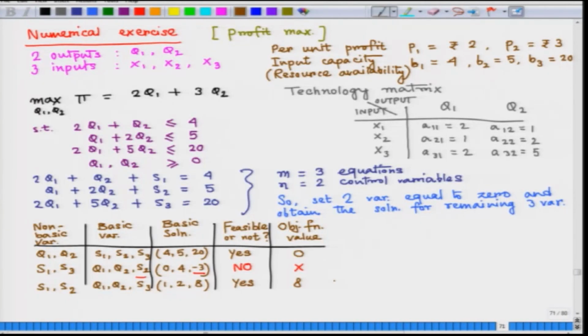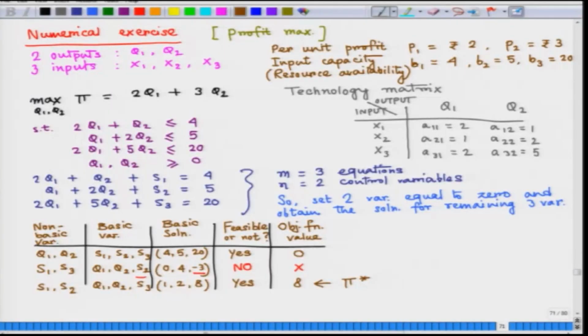Now, there are many other possibilities, but we can show that this gives the highest value of my profit. So, this is basically the optimized value or the maximized value of the profit expression that I started with. Okay. So, now we are going to prove our point that the last basic feasible solution that we have obtained indeed is the profit maximizing point through a graphical exercise. So, we will continue our discussion on this numerical exercise in the next lecture.